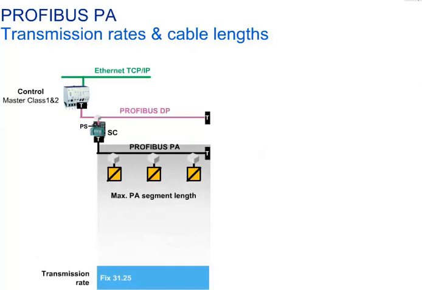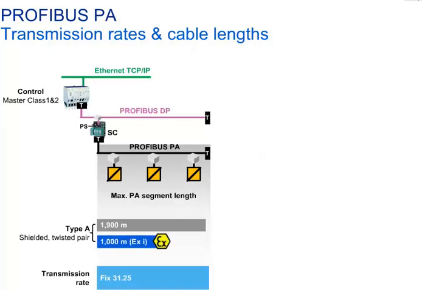Let us now consider the Profibus PA, the transmission rate of which is always fixed to 31.25 kilobit per second. As a result, the maximum length of a PA copper cable segment is limited to 1,900 meters in any case. When using an intrinsically safe Profibus PA in a hazardous area, the maximum permissible cable length is even 1,000 meters. Note that the trunk and all spurs must be added. At first sight, defining the PA cable length seems to be quite easy.